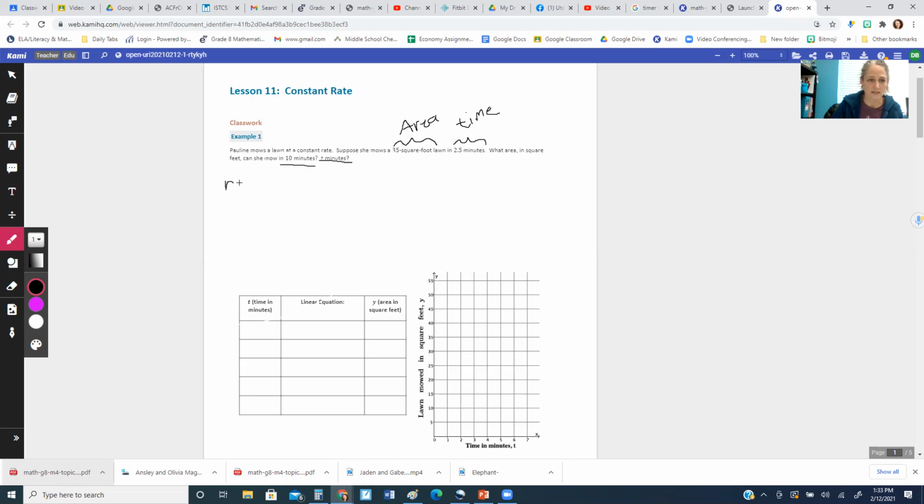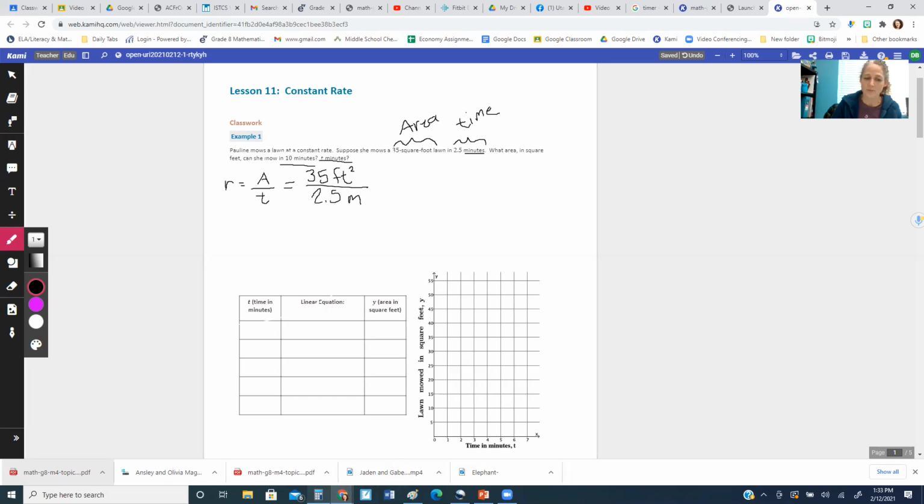The rate is the area divided by the time. How much can she do in a unit of time? In this case, it's going to be in a minute. How much can she mow in 1 minute? Okay, so we're going to say 35 square feet, per 2.5 minutes. So every 2.5 minutes, she can mow 35 square feet.